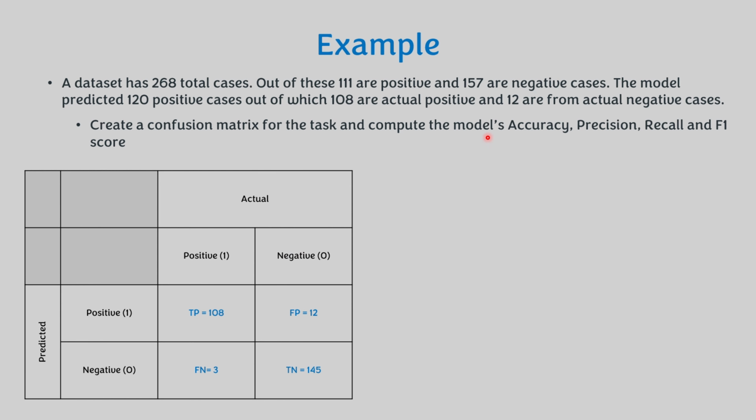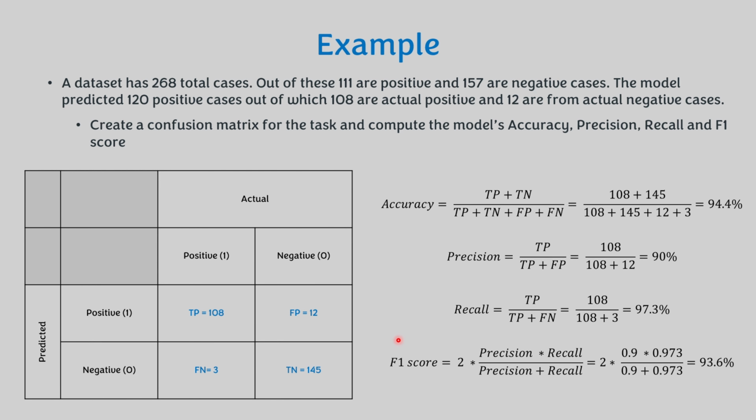But we also have 12 that are from actual negative cases but have been predicted to be positive. So these are our false positive. We'll put it here. They have been predicted as positive, but they are actually negative. So remember, overall we had 111 positive. So we just say 111 minus 108, and we get our false negative. Then we also have 157 minus 12, and we get our true negative.